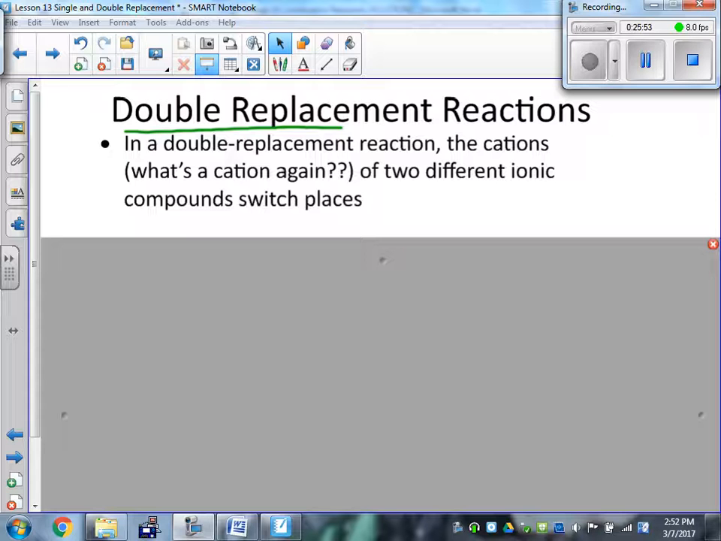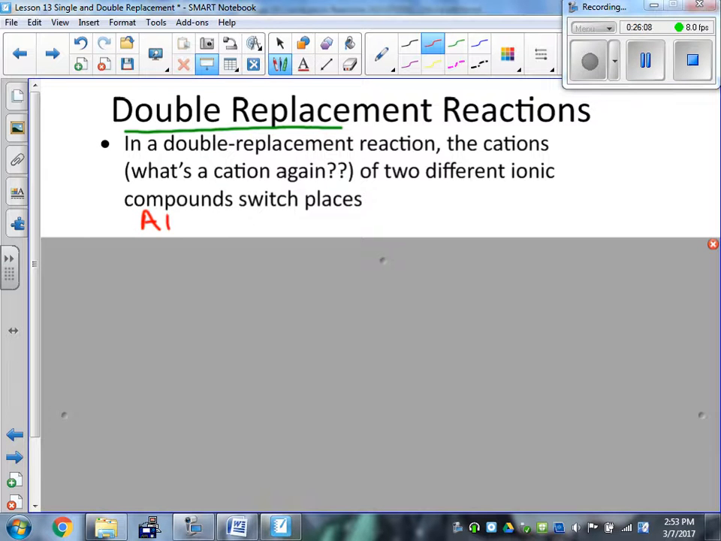Okay. Double replacement reaction, cations switch places. They're the first parts of the ionic compound. They're the metal ions that switch places. If you want to come up with a general kind of thing here, let's call it AB, positive, negative. CD, positive, negative. And the two metal parts will switch. So A and C are going to switch places.